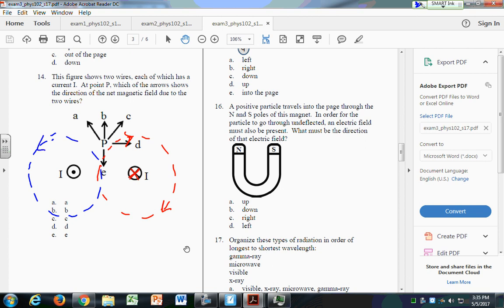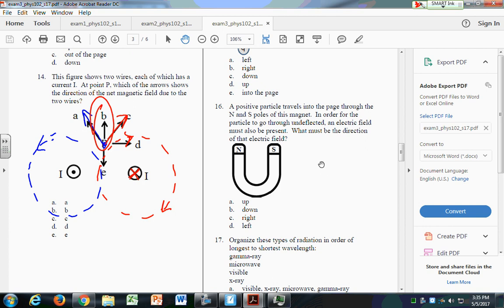Like this. Now, at these points up here, at point P, I get a vector in that direction, and I get a vector in that direction. So when you add up those two vectors, the answer is B. It's the only vector in between those two. We're good on 14? Okay, and 16 as well, right?